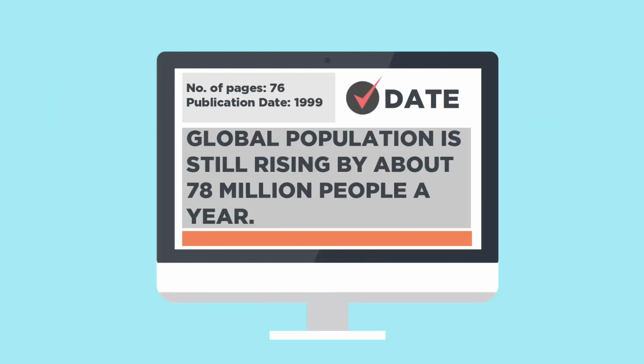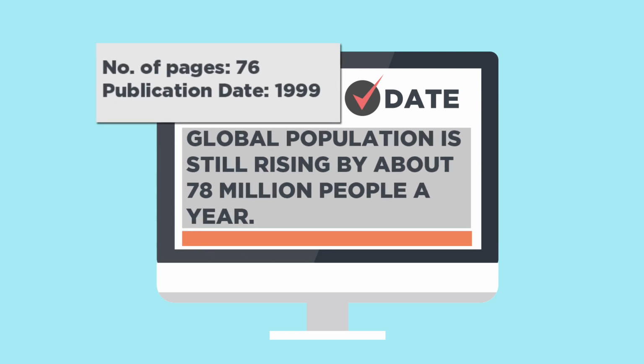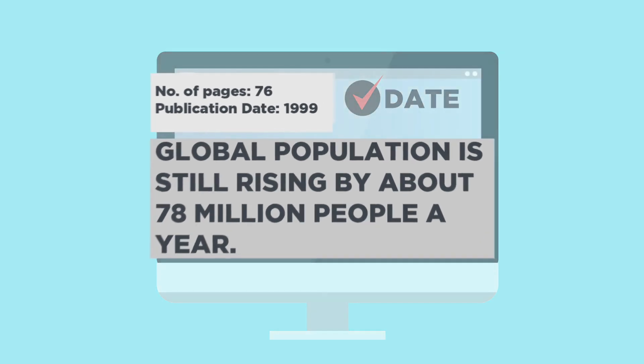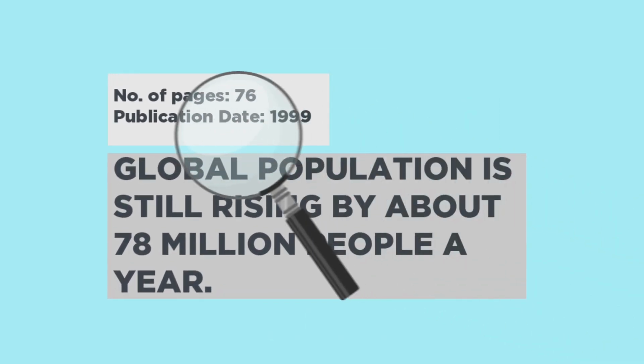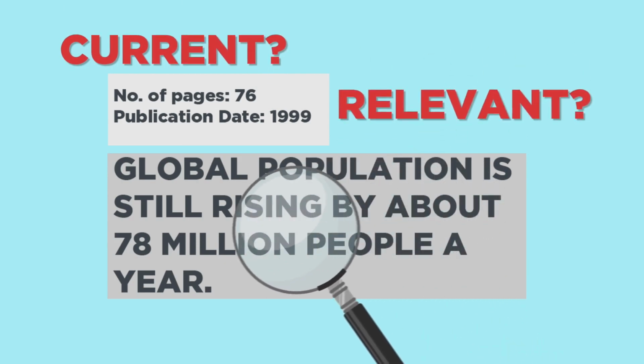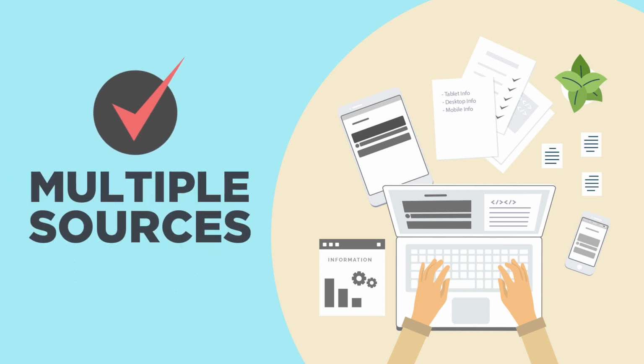Next, check the date. An article that talks about the most populated city in the world might not be reliable if it was published in 1999. A lot has changed since then. Always be sure to check the publish date of a website or article to determine if it's current and relevant for your needs. Finally, keep in mind that you should always check multiple sources.